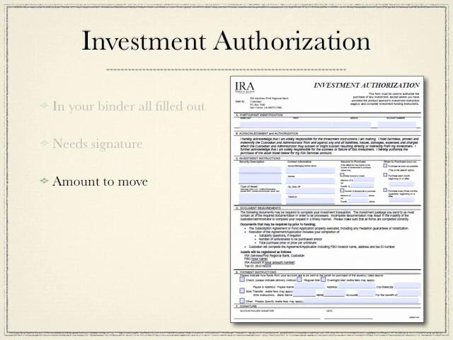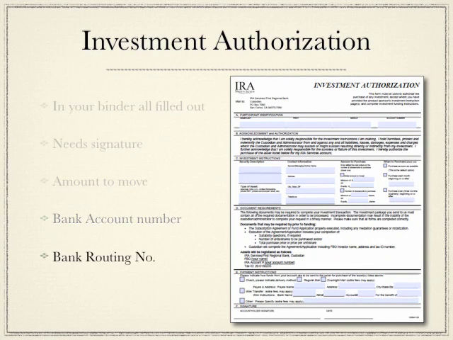You'll need to put in the amount that you want to move, the bank account number, the routing number or ABA number if you want to do a bank wire, or the address if you want them to send you a check. It's going to take about 2 to 3 weeks start to finish. The wild card really is the old custodian.